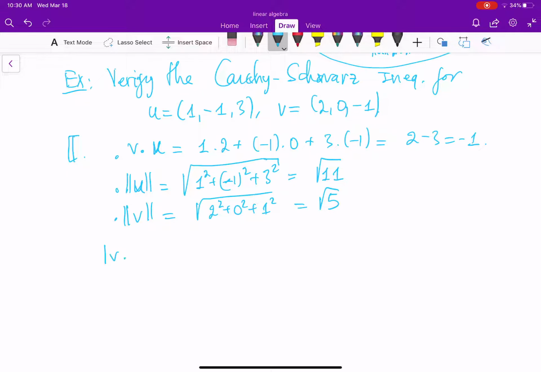And the absolute value of the product of u and v is just 1. Of course, this is less than or equal to square root of 11 times square root of 5, which is square root of 55. So, that is pretty easy. Okay?